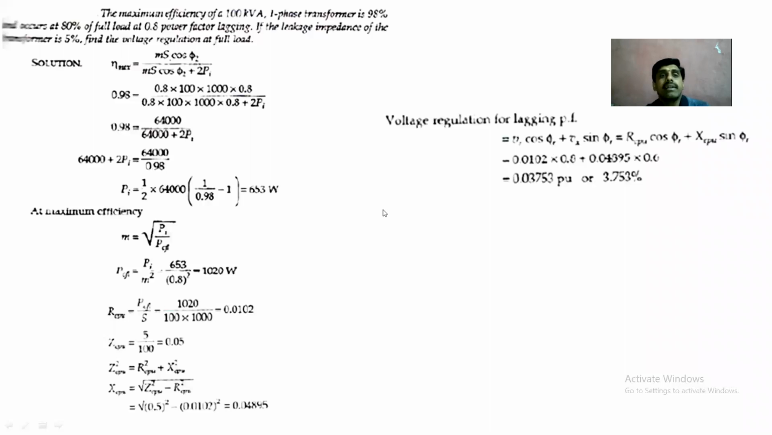You see them directly here: the maximum efficiency of a 100 kVA single phase transformer is given. You have seen these problems, different data is there. Here, maximum efficiency occurs at 80% of the full load, 0.8 power factor lag. If the leakage impedance of the transformer is 5%, find the voltage regulation. You see, it is related to maximum efficiency and voltage regulation, that interlink.